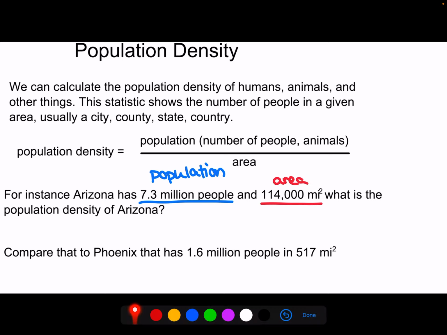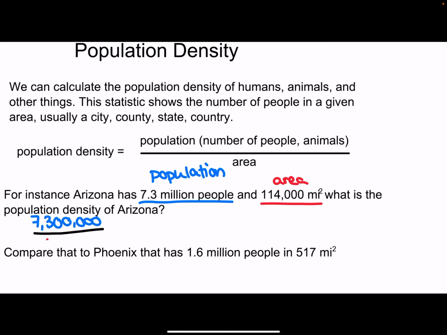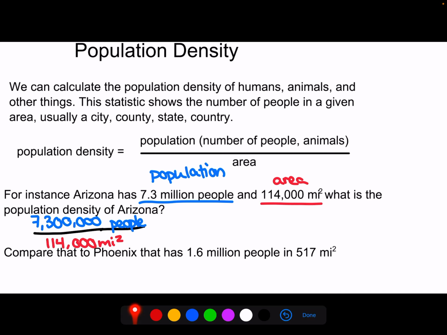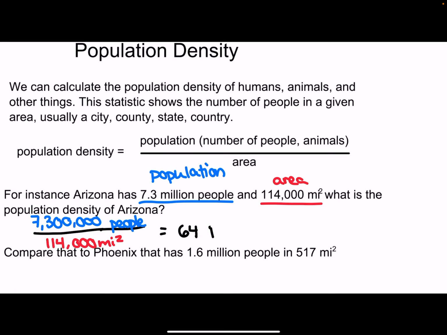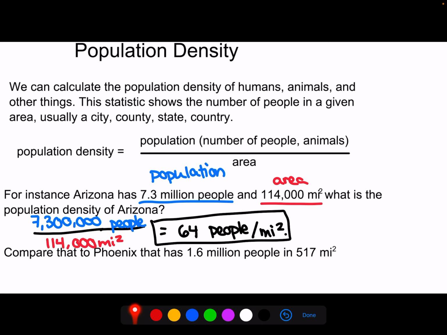Now make sure that you count up your zeros as you do this. That'll be 7,300,000 divided by 114,000. If you enter this into your calculator, you should get a rounded answer, but we're always going to round up to the nearest whole person because we're not going to say, oh, there's 0.3 of a person living there. We're going to count everyone as a whole person, so we always round up to the nearest whole person, always. So therefore, we have 64 people per mile squared within Arizona.